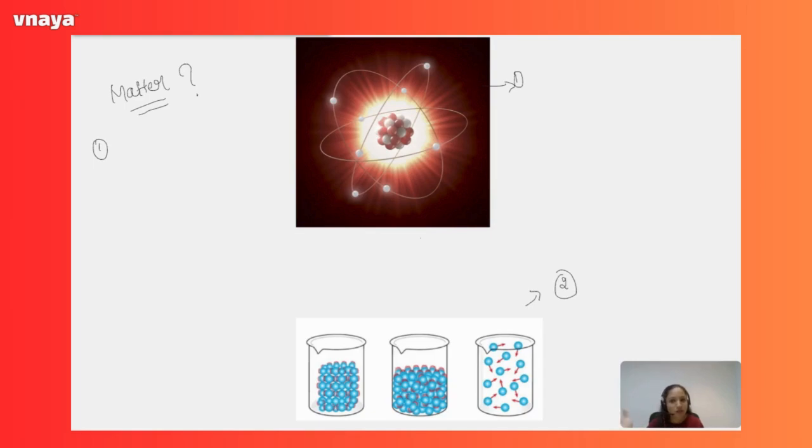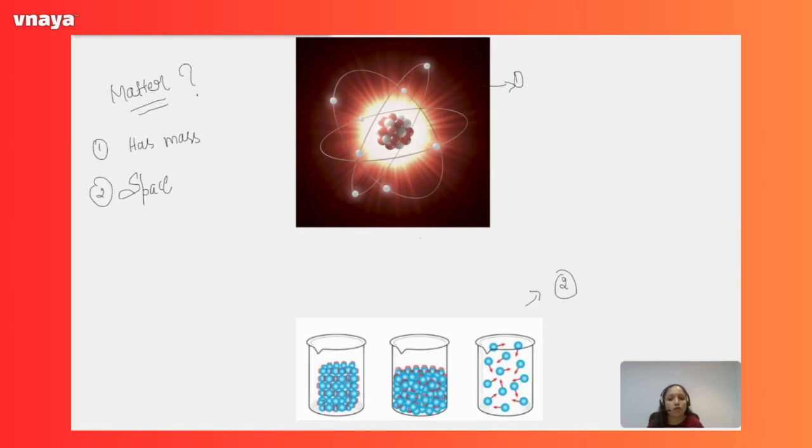The first key point about matter is that every matter has mass. I'm going to write down here: matter has mass. What is the meaning of that? Matter has weight and can be measured. Mass is a measure of the amount of matter in an object. The second key point is that it occupies space. Right now I'm sitting on my chair, and my chair occupies some space of this room. That means my chair is made up of matter.